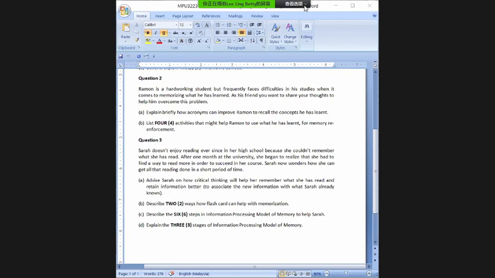Okay, and then the last one is about explaining 3 stages of the information processing model of memory. Any 3 stages. The most important is that you explain the sensory register, which is your five senses. The second is short term memory, and the third is long term memory. These 3 are the main ones under the information processing model. Explain these 3 stages.